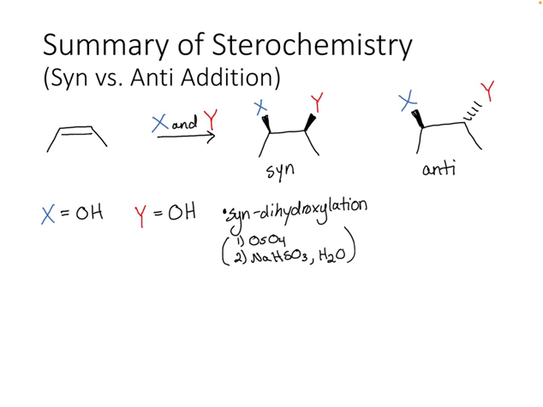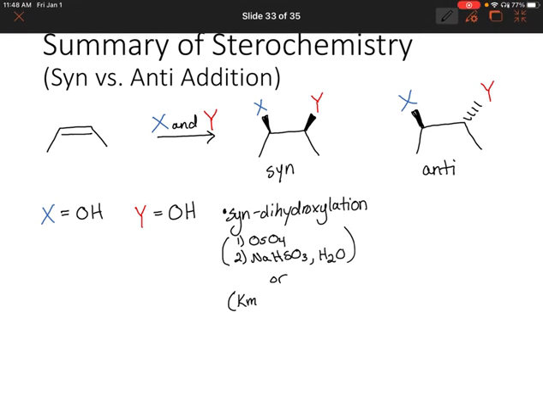Or remember, you could also use potassium permanganate. Oops, I need a capital M there for manganese. So you could use potassium permanganate with sodium hydroxide at cold temperatures. So that's another option too.